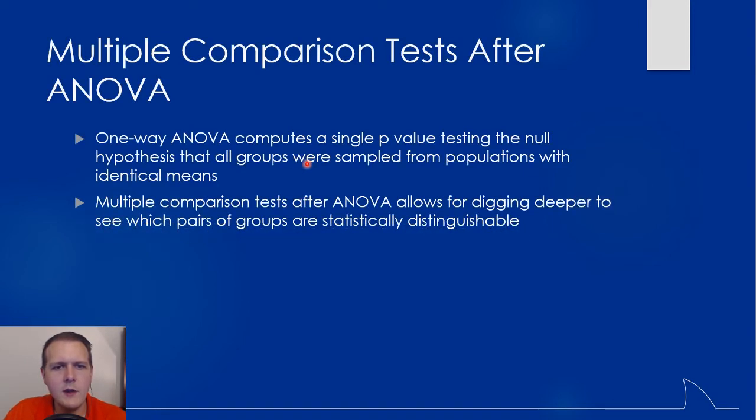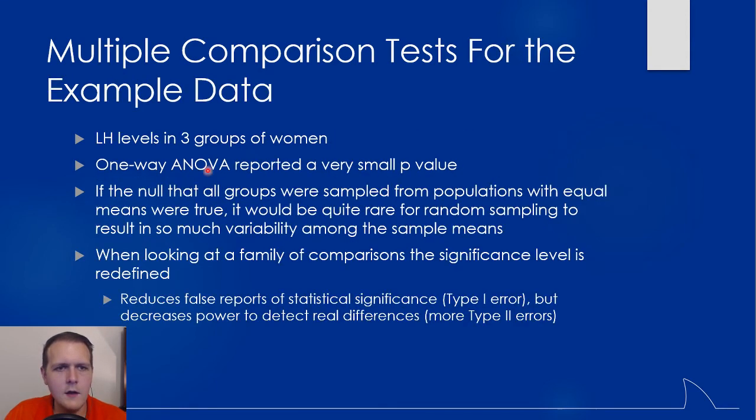As I mentioned, one-way ANOVAs only compute one single p-value that says there's a difference somewhere, but it doesn't tell us where. And so by using multiple comparison tests and making sure we're accounting for the fact that we're running multiple comparisons, we can then dig deeper into the data to determine where the actual statistically significant differences lie. So this is where we can run multiple comparison tests for the example data here. And again, we have the LH levels for three groups of women.